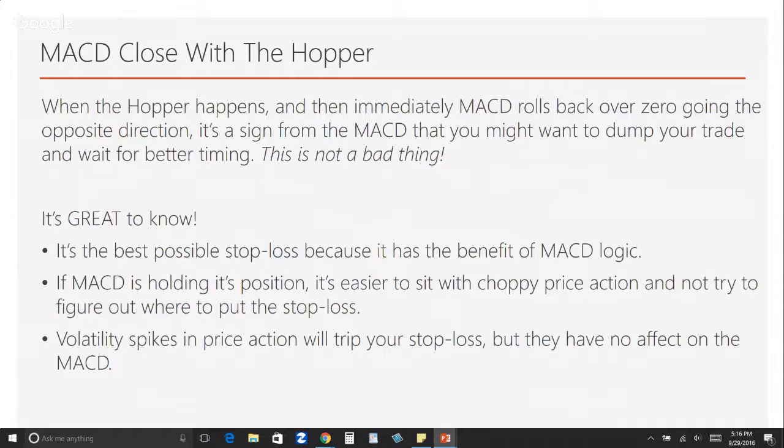If you watch and you keep that trade open as long as the MACD is holding that position for you, then it really gives you a lot of peace of mind that you're okay to stay in this trade and to stick it out, even though price is getting a little bit choppy. So volatility spikes and price action are going to trip your stop loss and close your trade if your stop loss is too close, but they have no effect on the MACD.